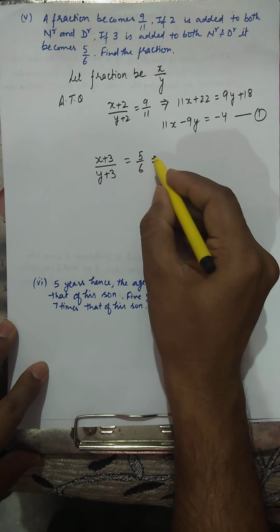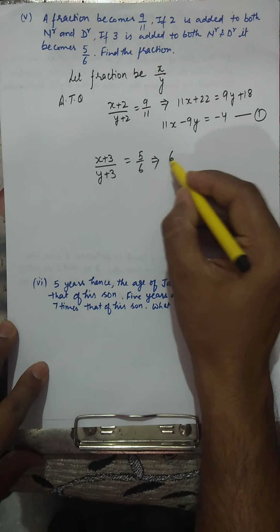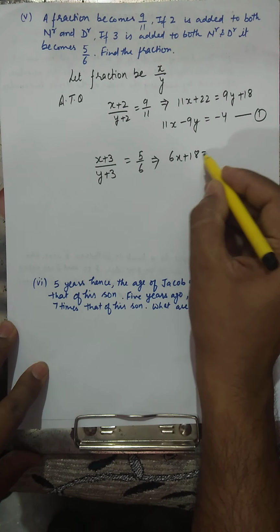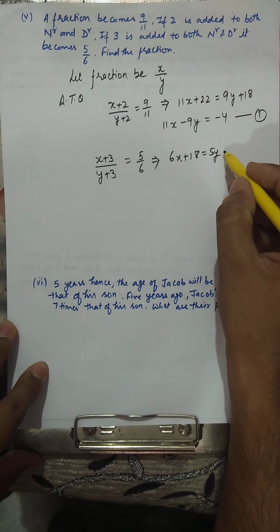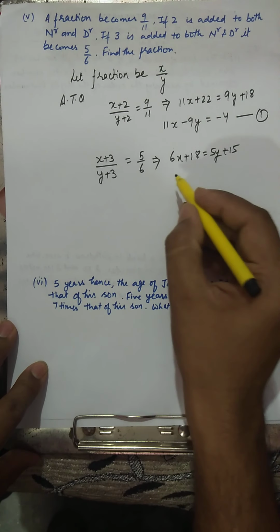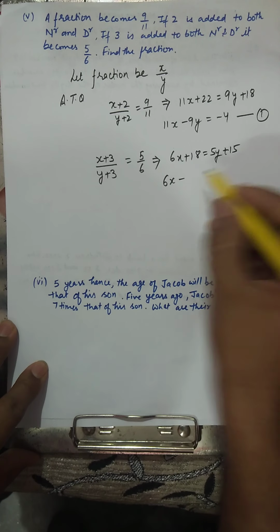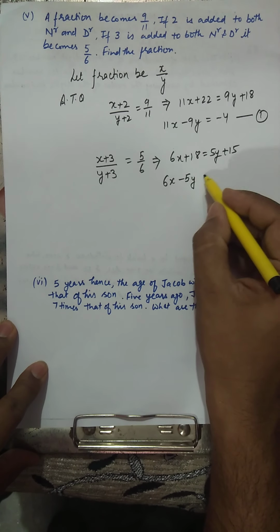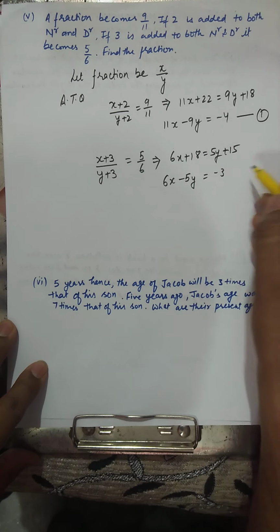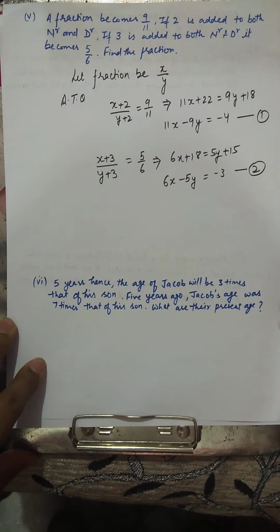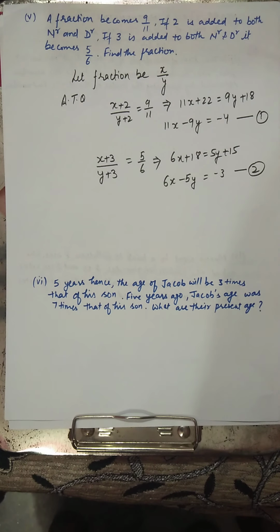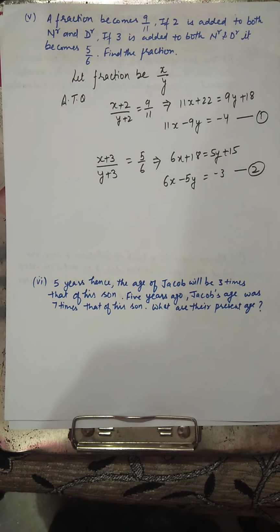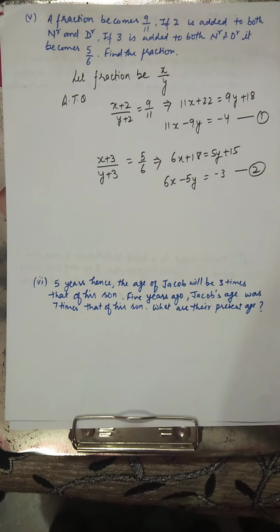Again, now you may do the cross multiplication. So this becomes 6x plus 18 and this becomes 5y plus 15. So you can simplify this: 6x minus 5y, and this you take this side, this becomes minus 3. So mark this as equation number 2. Now you are going to decide how you are going to solve these equations. So you will be solving and finding the solution. You know all three methods, so it's up to you which method you use.